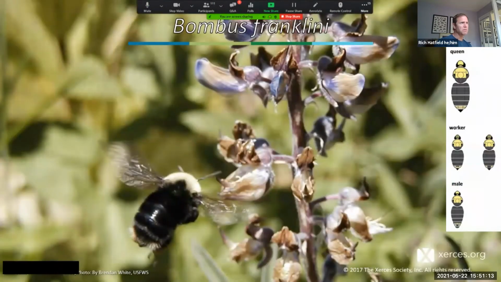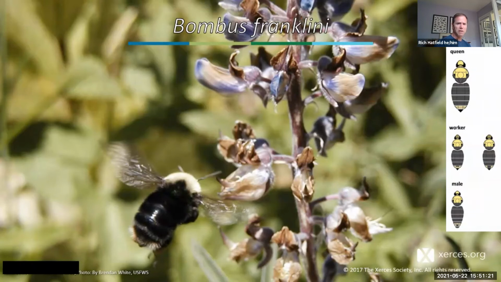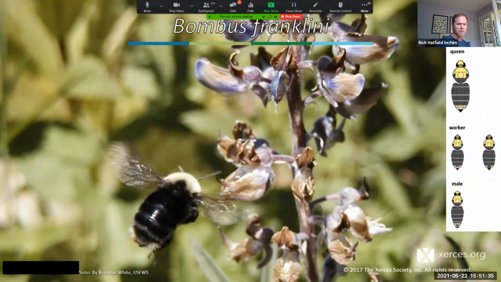And then the next species, which is actually also a lookalike for the Western bumblebee, is Bombus franklini. Franklin's bumblebee is a proposed endangered species. It unfortunately has not been seen since 2006, which was the last time that a single individual was observed by Robin Thorpe. And so search efforts for this species are going to be incredibly important.